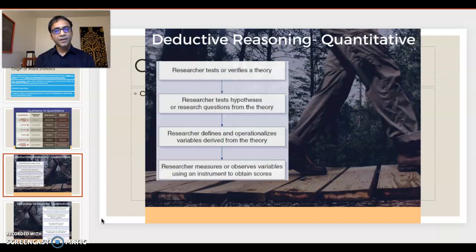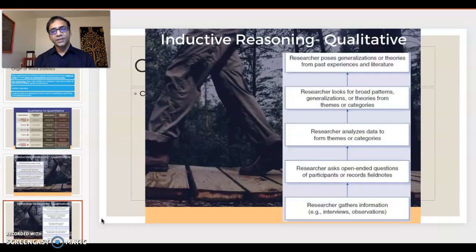So you have some logical question in your mind. Example, poverty, maybe the cause of poverty is the cause of homelessness. This is the kind of hypothesis you want to test, and you create a survey and run it, collect data and interpret it. On the other hand, qualitative research comes from the bottom up. The researcher gathers information, asks open-ended questions, analyzes data, and then looks for broader patterns and poses generalizations or theories.